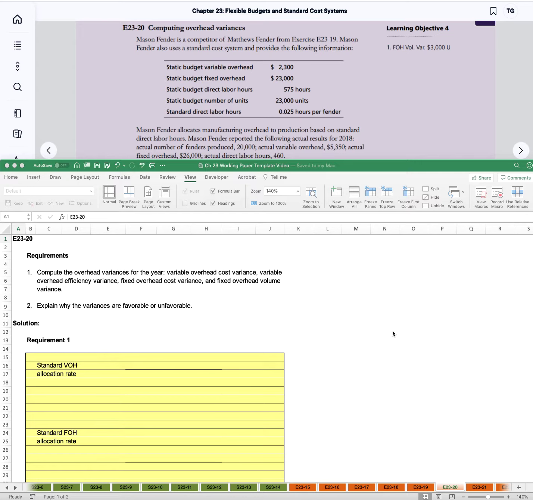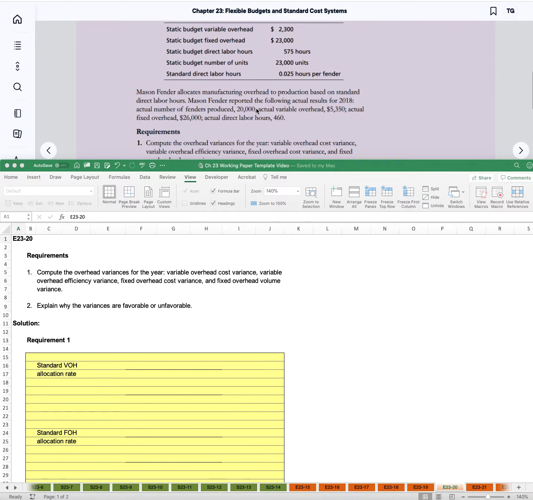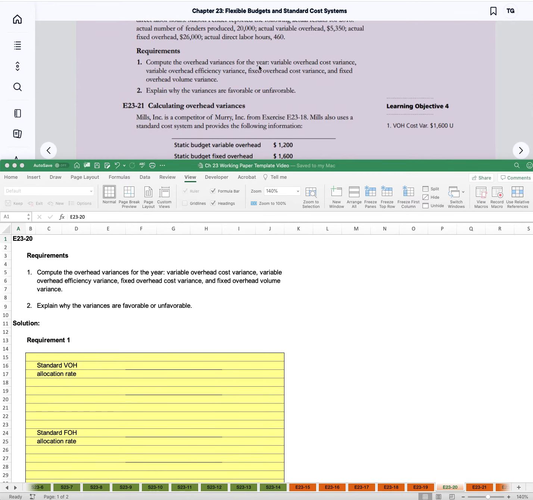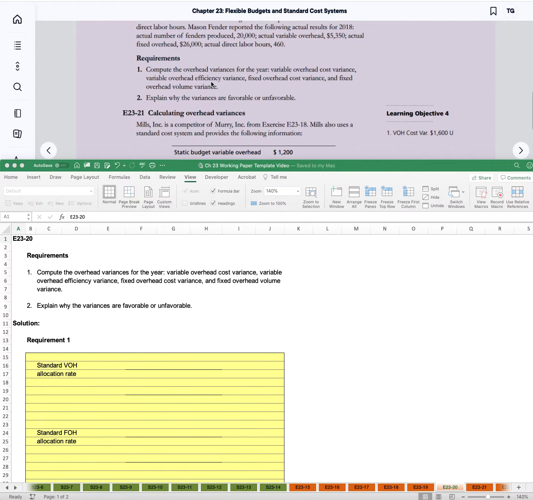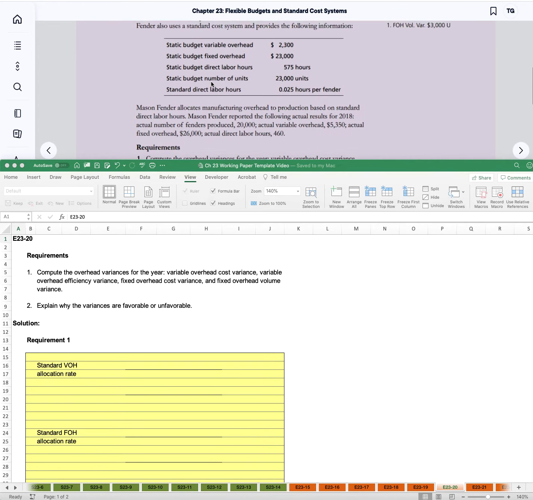Mason Fender reported the following actual results for 2018. Actual number of fenders produced 20,000, actual variable overhead 5,350, actual fixed overhead 26,000, actual direct labor hours 460. So we need to compute overhead variances for the year: variable overhead cost variance, variable overhead efficiency variance, fixed overhead cost variance, and fixed overhead volume variance, and explain why they are favorable or unfavorable.